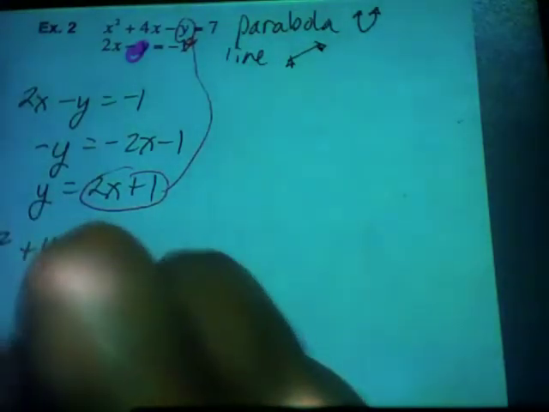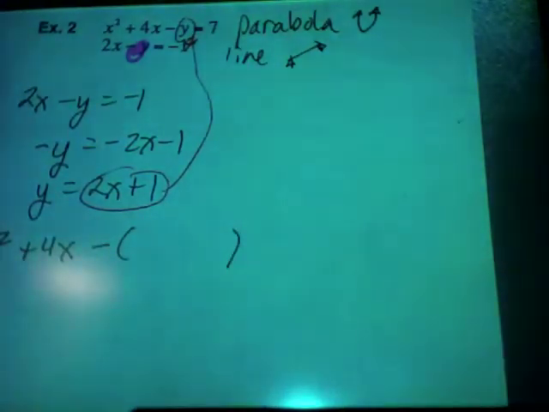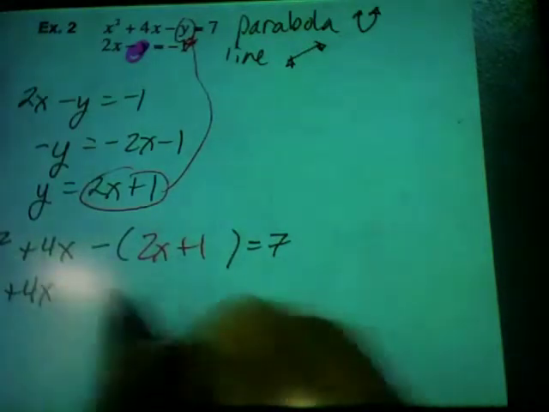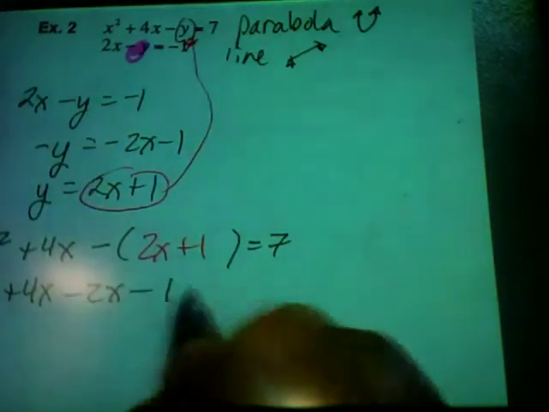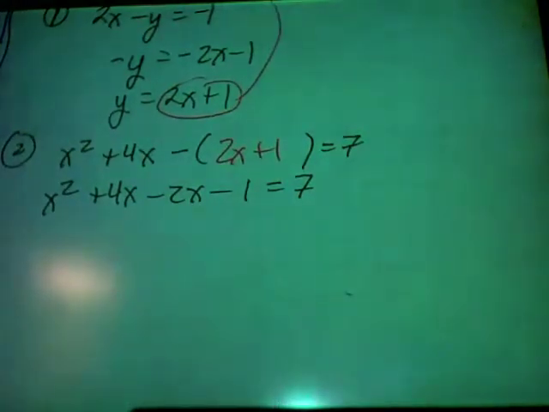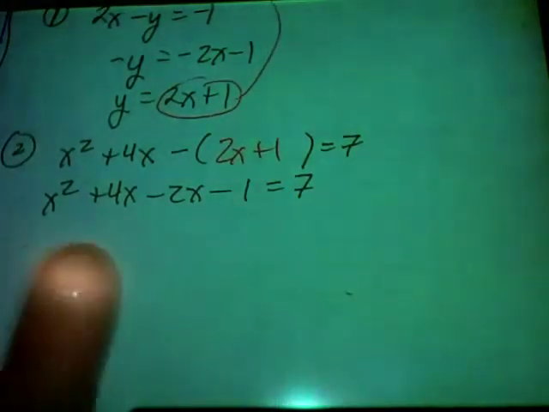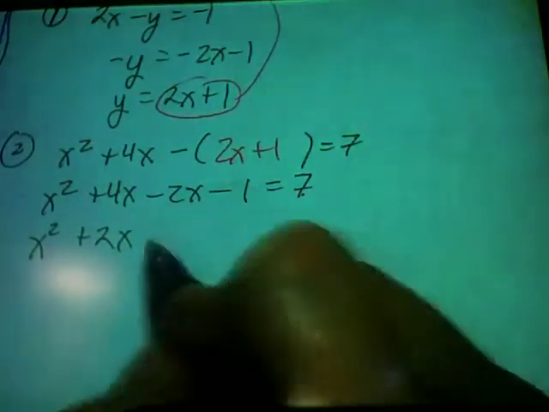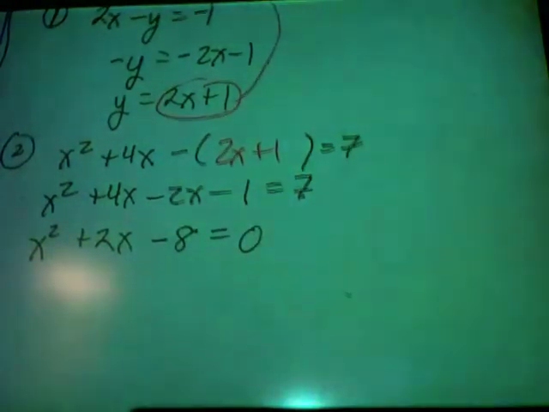So step 2, I've got x squared plus 4x minus, in parentheses, I'm putting in 2x plus 1 equals 7. So x squared plus 4x, distribute that negative, minus 2x minus 1 equals 7. What should I do here? Combine like terms, and I'm going to move the 7 to the left, so I have one side equal to 0. I have a quadratic. That implies I'm going to have to factor. So I have x squared, 4x minus 2x is 2x. If I subtract 7 here and subtract 7 here, don't I have a minus 8 equals 0?